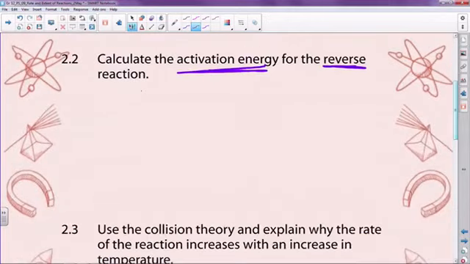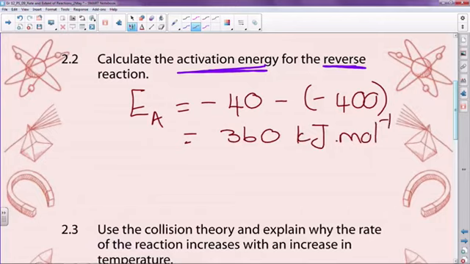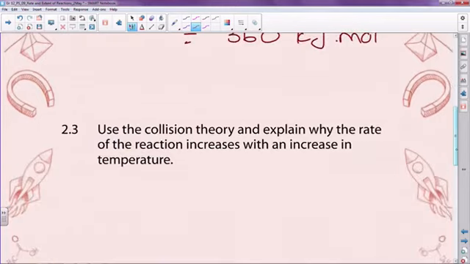Okay, so your activation energy, it's easy to see this because it's going to be final minus initial. That gives me 360 kilojoules per mole. So we're all happy with that. Now comes the fun question. It says, use the collision theory and explain why the rate increases with an increase in temperature.